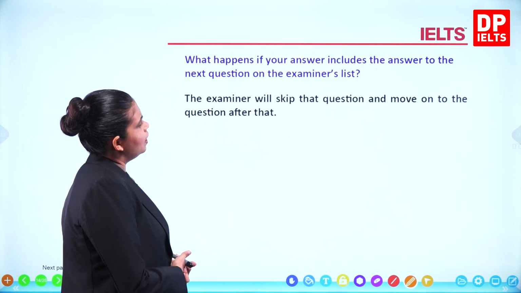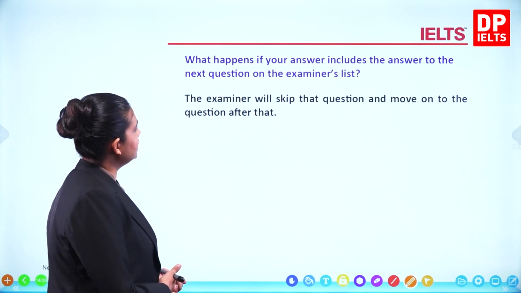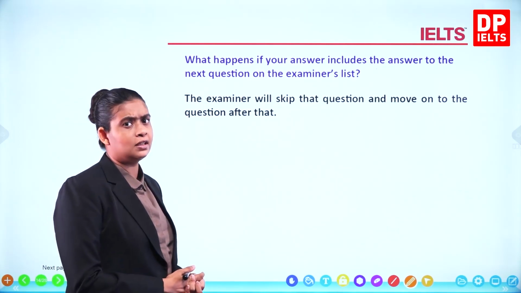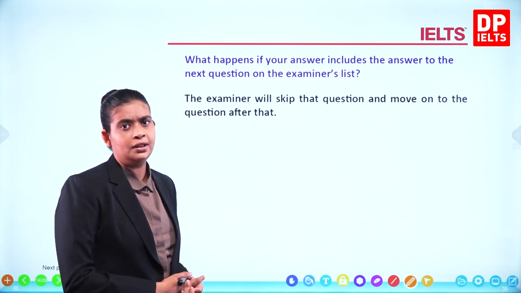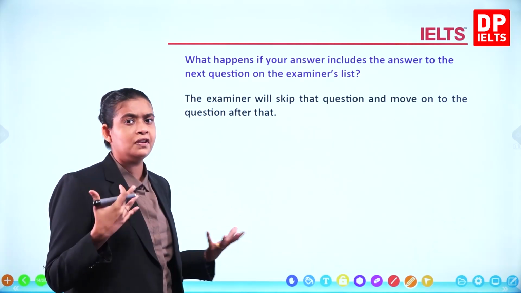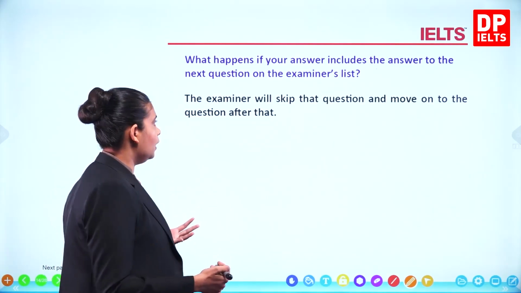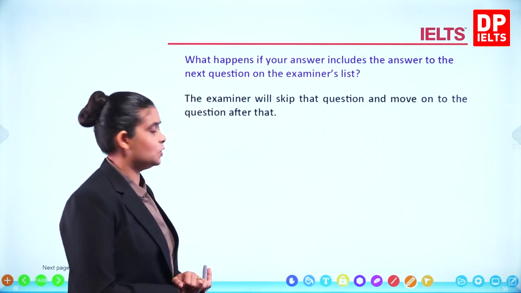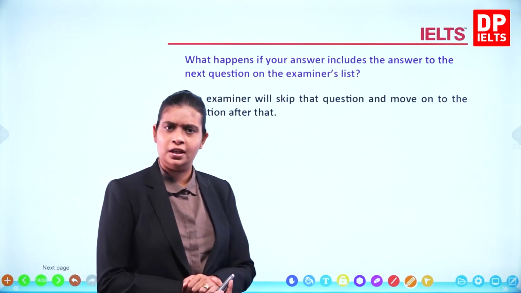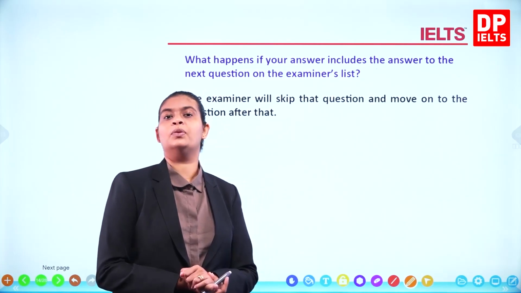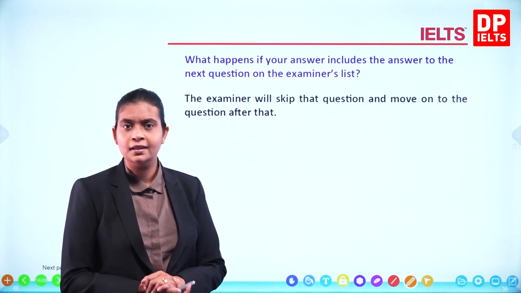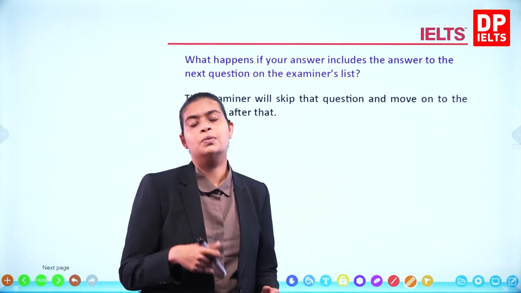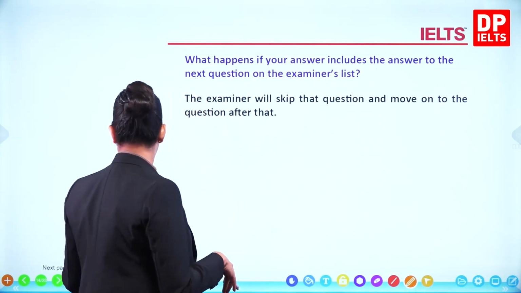What happens if your answer includes the answer to the next question on the examiner's list? Don't worry about that. You might forget, and that's okay. The examiner will skip that question and move on to the next question after that. So you don't need to worry. As I told you, the examiner will control the time and the length and the structure. He or she will move to the next question.